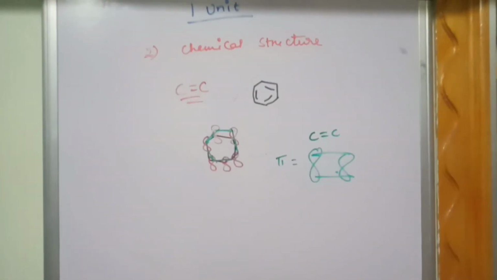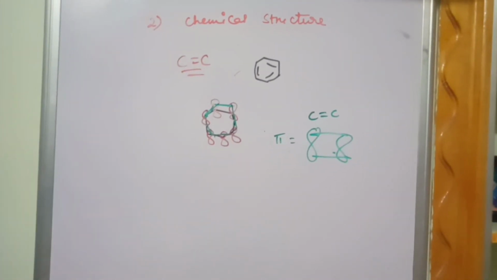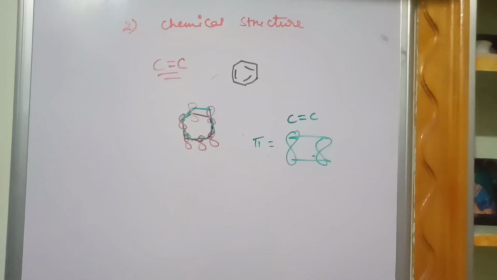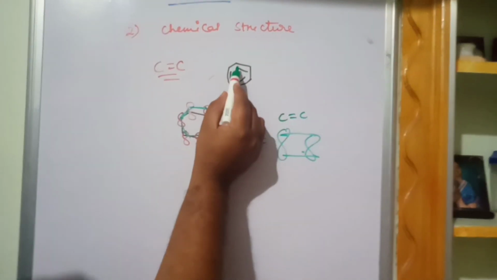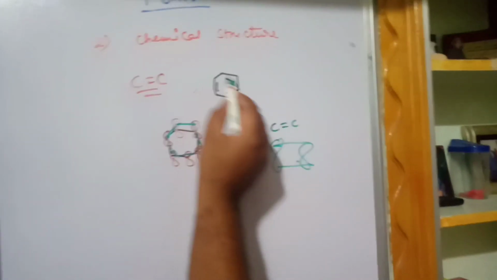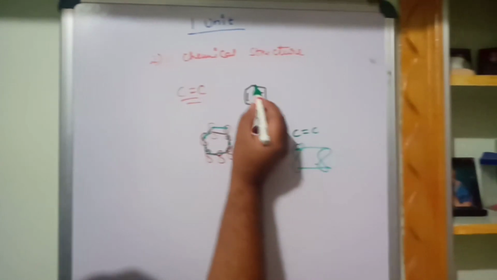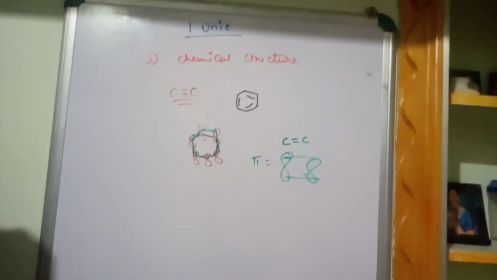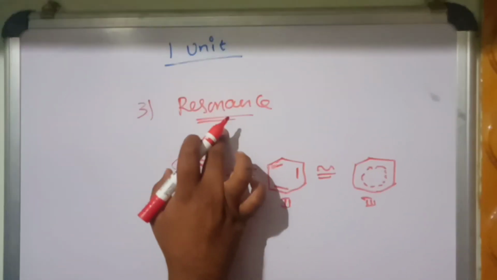This is the chemical structure of the compound. You can find that the pi electrons are not placed in one particular place. They will be resonating. So what is resonance? We will discuss it now.